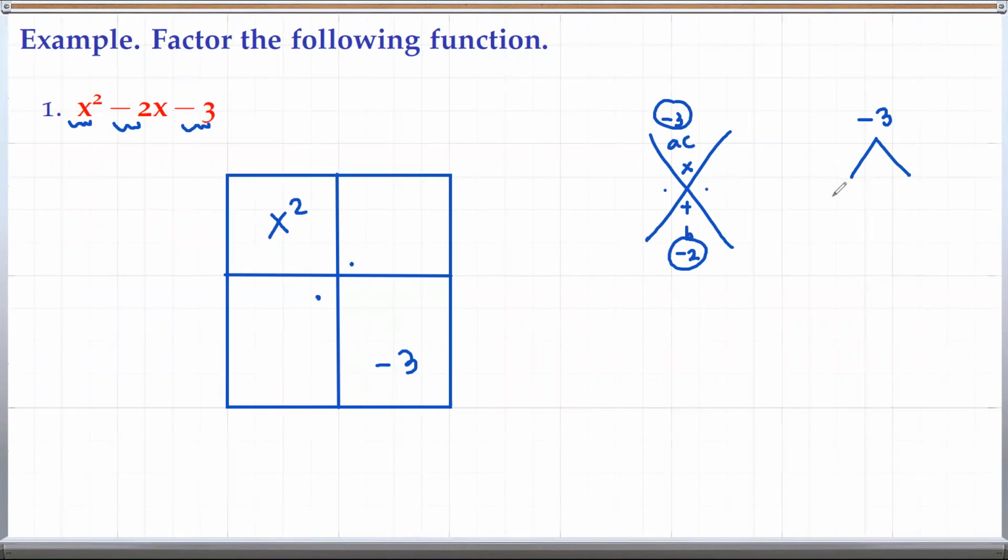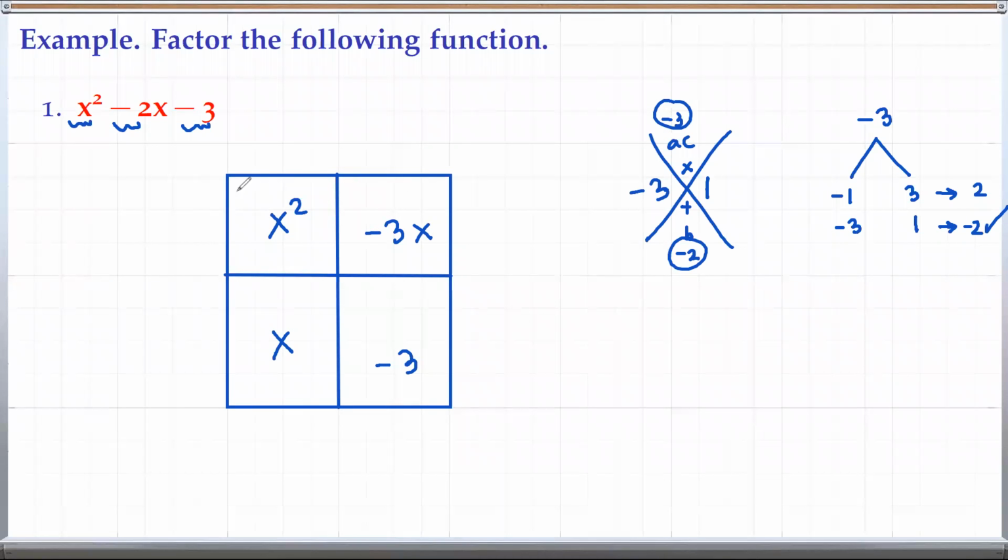So we can have -1 and 3 to get product -3. We can have -3 and 1 to get product -3. These are all the ways, but we need to get sum of -2. If you add these two, we get 2, so that's not good. If you add these two, we get -2, so this one is good. Those two numbers we are looking for are -3 and 1. That means on the table, we can have -3x here, and we can have x over here, or 1x, which I can just say x.